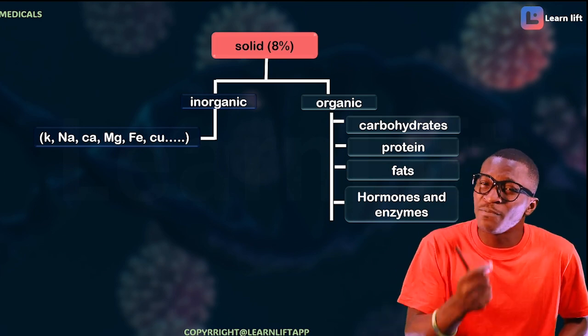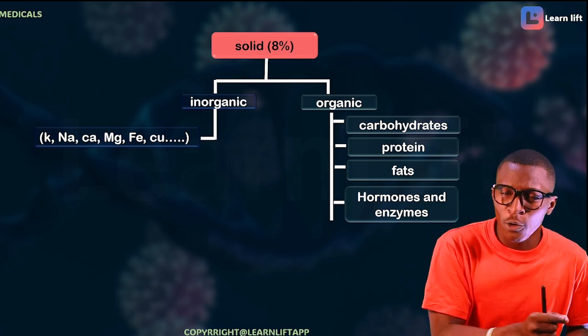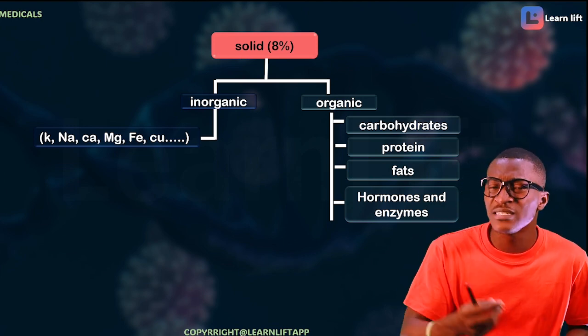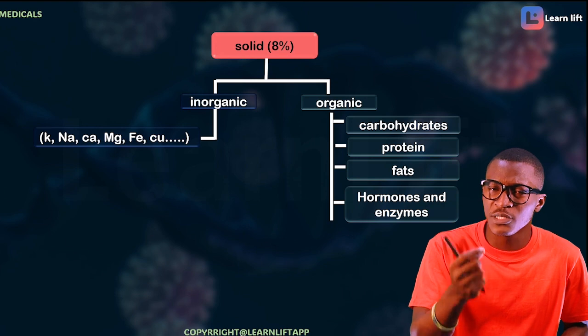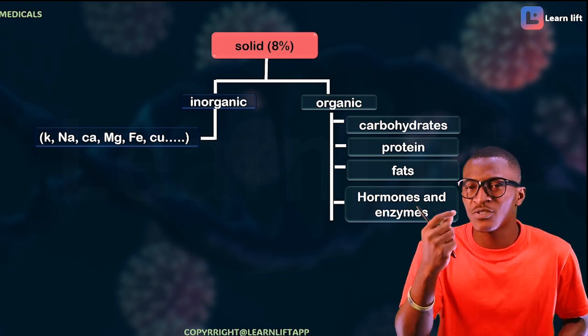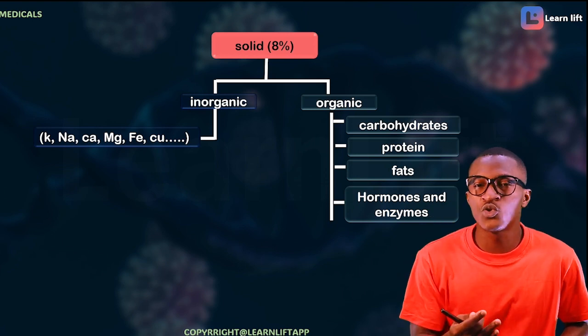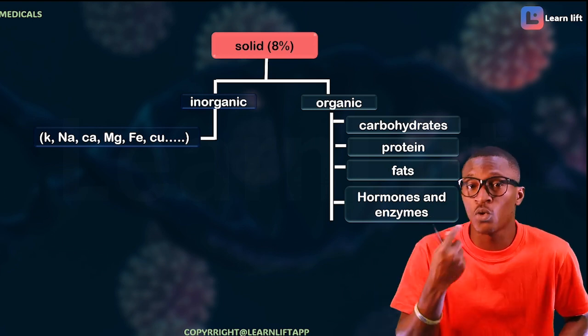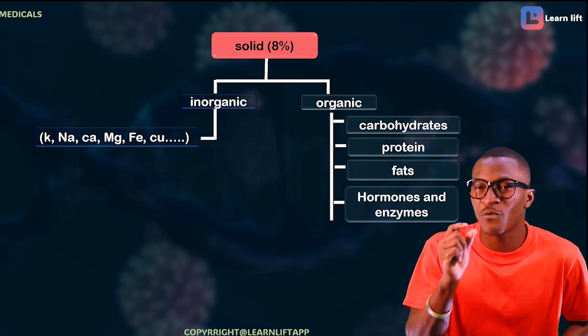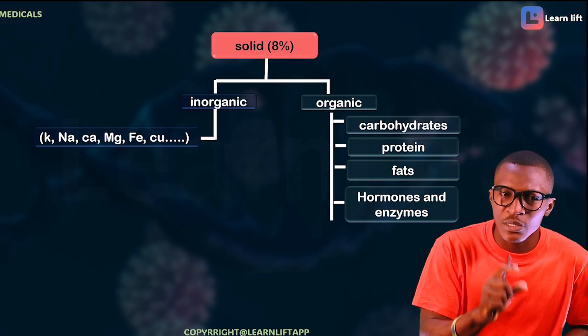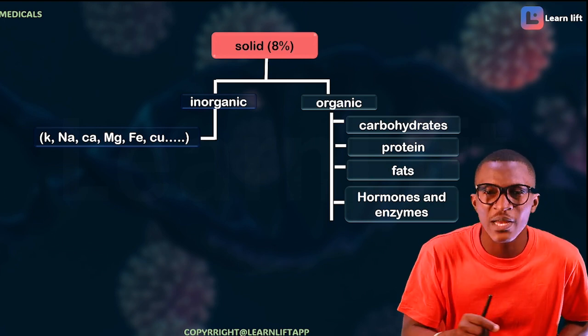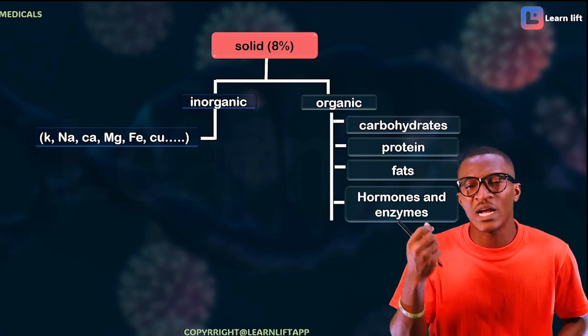You should be able to explain the composition of blood. The blood comprises your blood cells and your plasma. Blood cells: red blood cell, white blood cell, platelet. While your plasma: solid, liquid, and gas. Under your gas, oxygen, CO2, and nitrogen. Under your liquid, just water. And under your solid, we have organic and inorganic. Under your inorganic, potassium, sodium, calcium, magnesium, copper. Under your organic, we have your carbohydrate, protein.